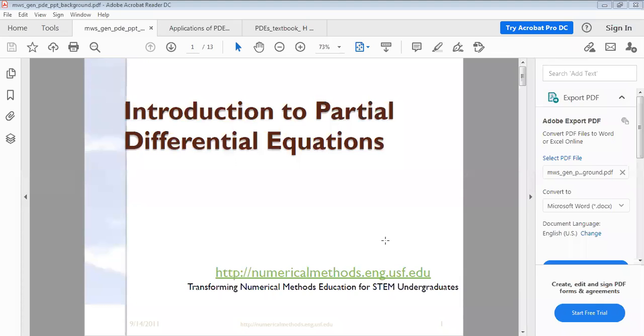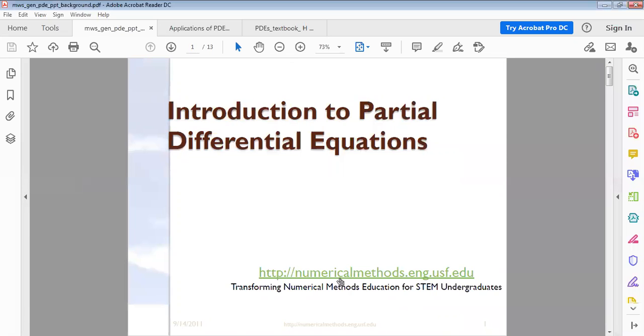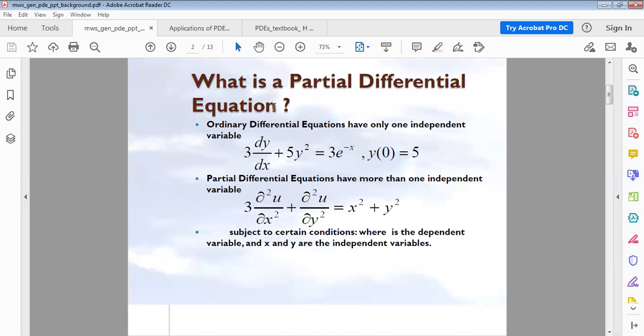So first of all, introduction to partial differential equations. What is a partial differential equation? We have studied about ordinary differential equations. Ordinary differential equations have only one independent variable, x, and one dependent variable, y. So there is a single dependent variable and a single independent variable, and it is called an ordinary differential equation. Now another kind, the partial differential equation, has more than one independent variable.